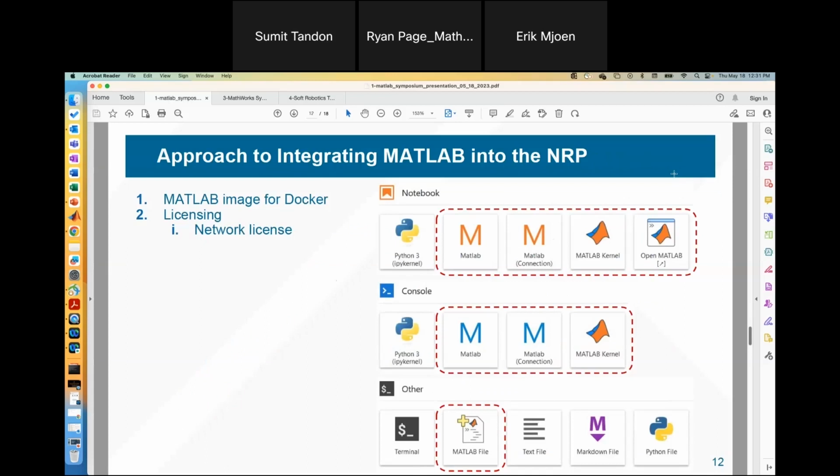So to make a long story short, we first needed a Matlab image for Docker, which was freely available on GitHub. Then we tried getting a network license file from the enterprise software licensing team at UCSD, which was kind of a pain, to be honest. And it ended up being like a confusing goose chase, but when we got it, it worked. And we had access to Matlab notebooks and the GUI in JupyterLab, as shown on the right, some of the options.